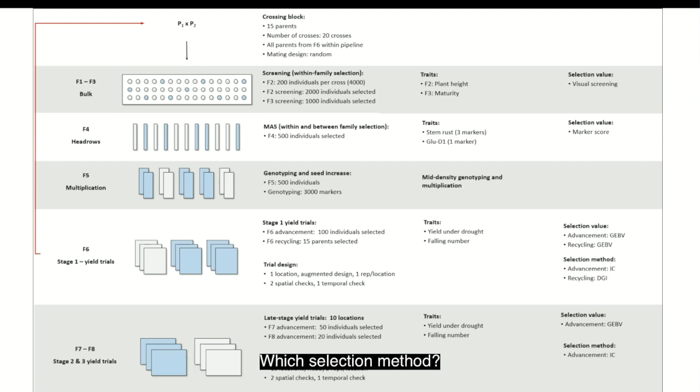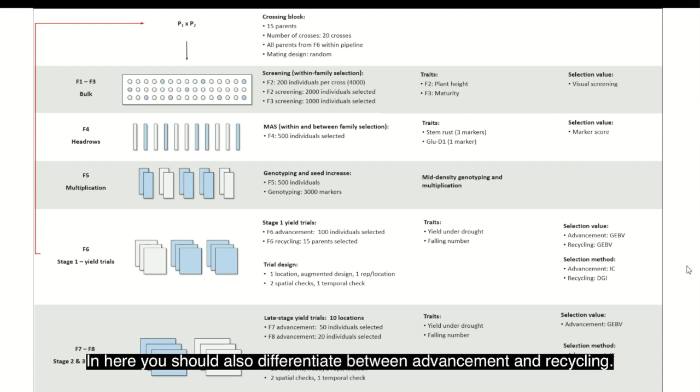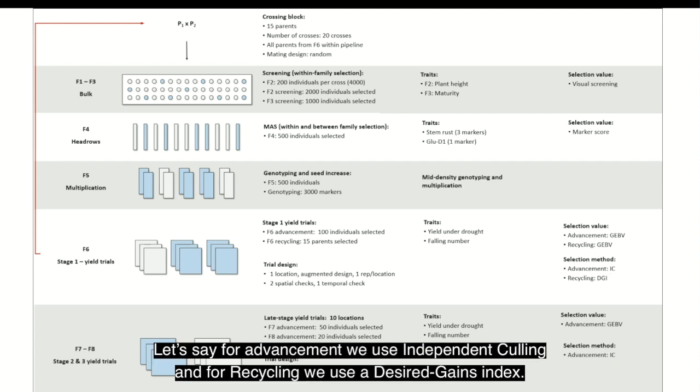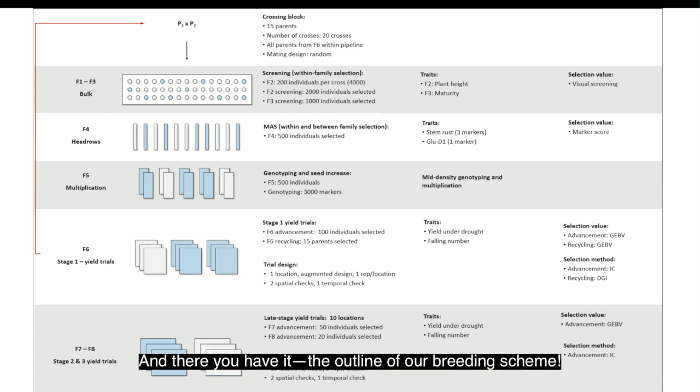Which selection method? Independent culling or a selection index? And here, you should also differentiate between advancement and recycling. Let's say for advancement we use independent culling, and for recycling we use a desired gains index. And there you have it, the outline of a breeding scheme.